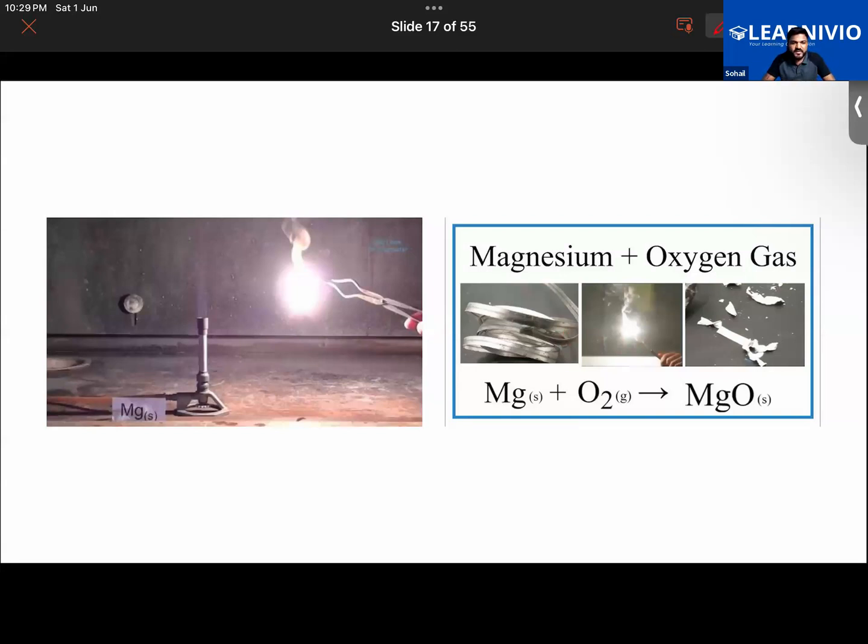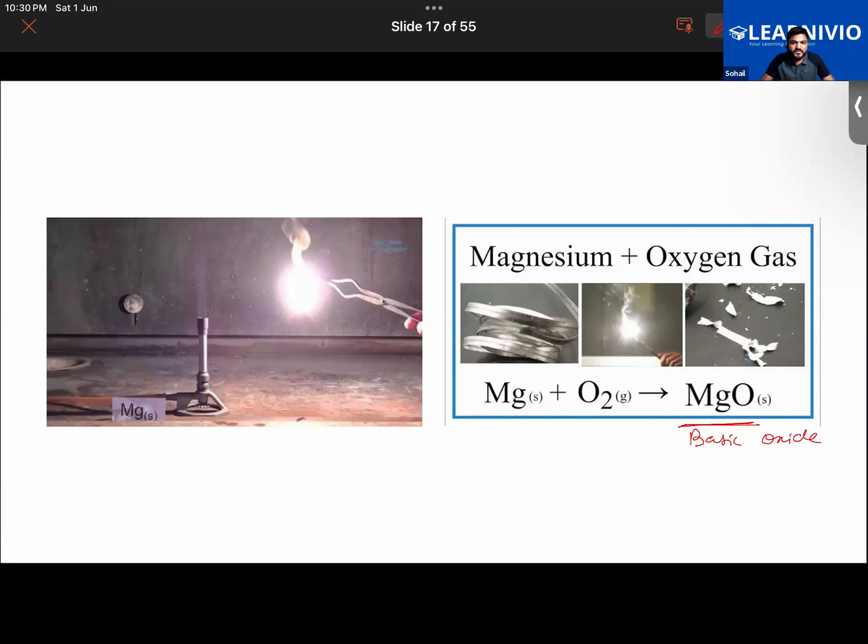So what happens when magnesium burns in air? It combines with the oxygen of air to form magnesium oxide, as you can see in this image. What is more important is the property of this metallic oxide that is formed. This magnesium oxide is a basic oxide, meaning that it has a basic property.